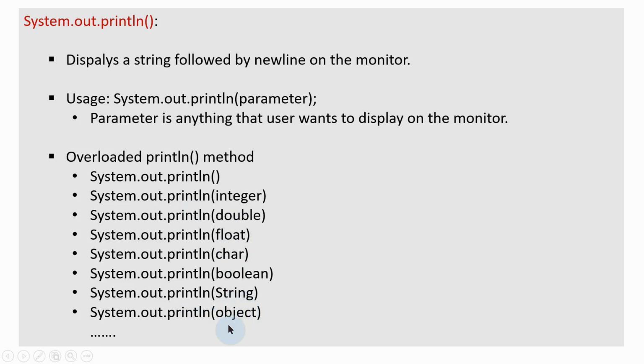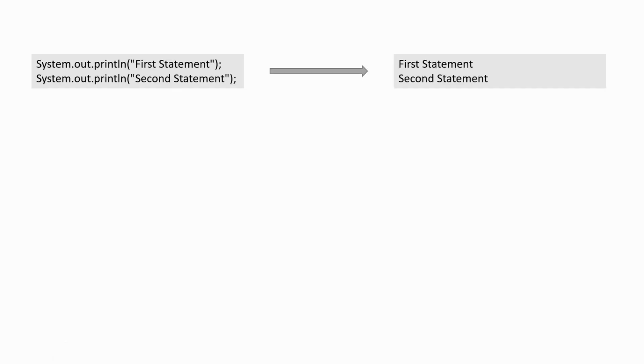Every object has an inbuilt toString method, and the println method displays the value returned by the toString method of this object. Next we will see some examples.